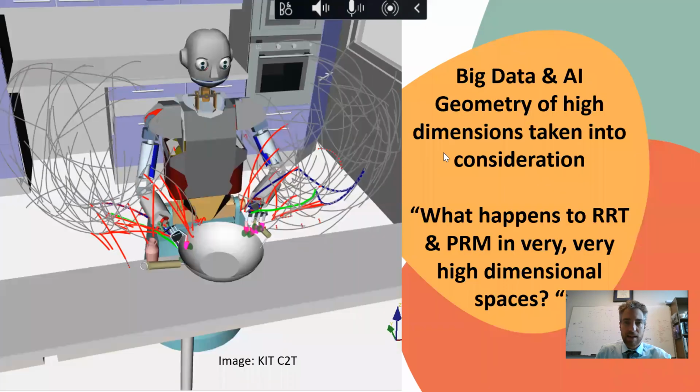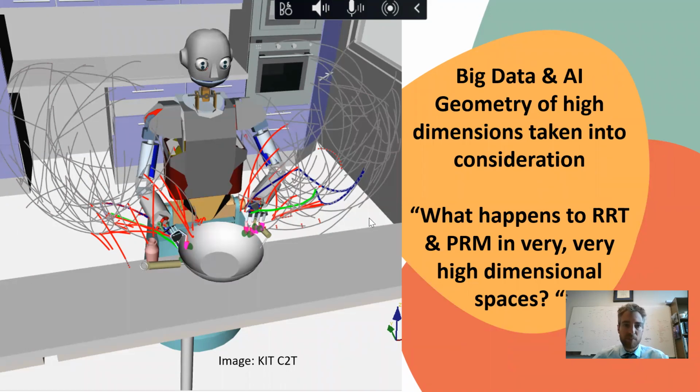And today, I'll talk a little bit about this idea that came to me from my work in big data and AI, which is that when we work in these high dimensional spaces, it's really important to take into account the geometry of them because sometimes that has algorithmic implications. So my idea for this talk was to take a look at what happens in algorithms like RRT and PRM when we try to run those in very high dimensional space.